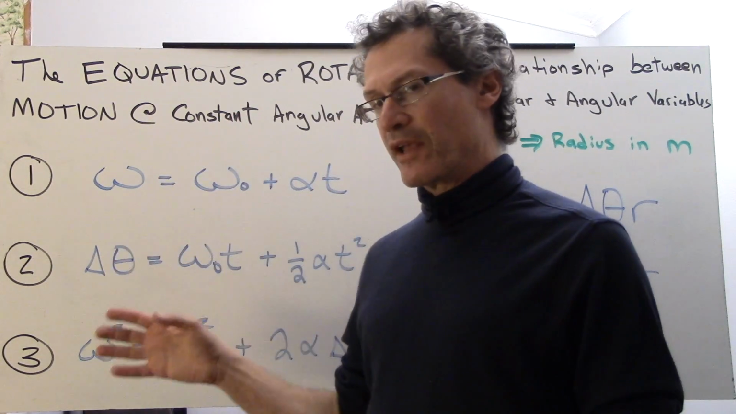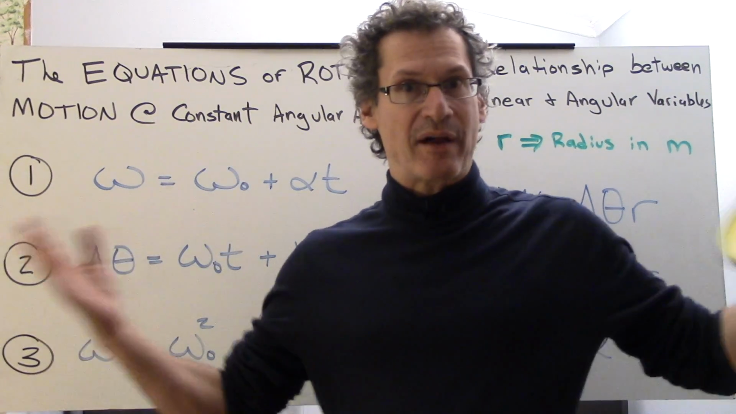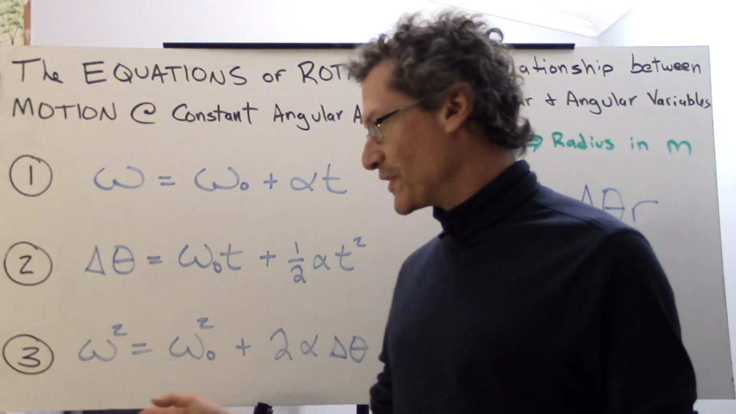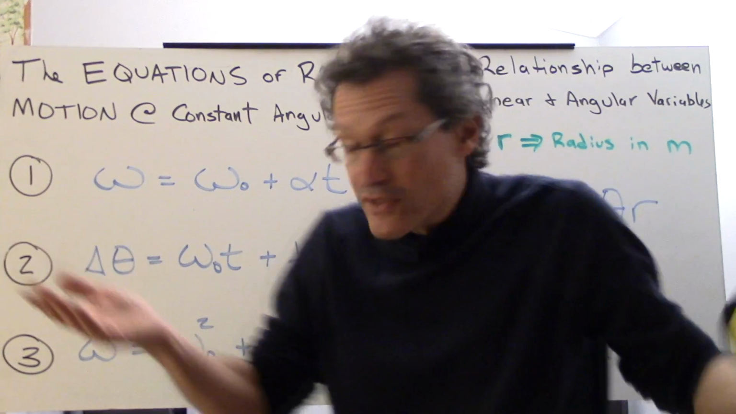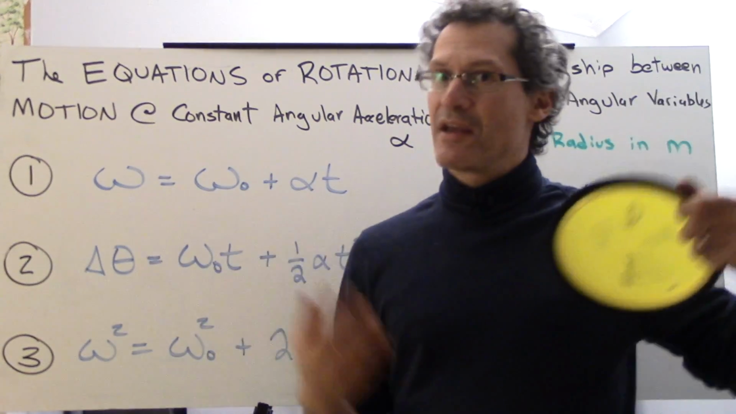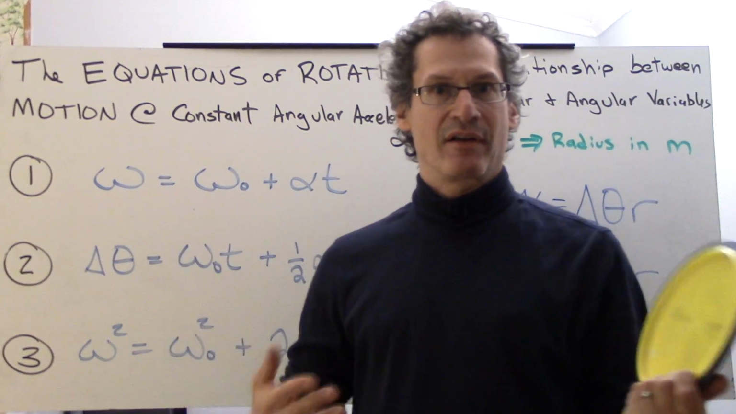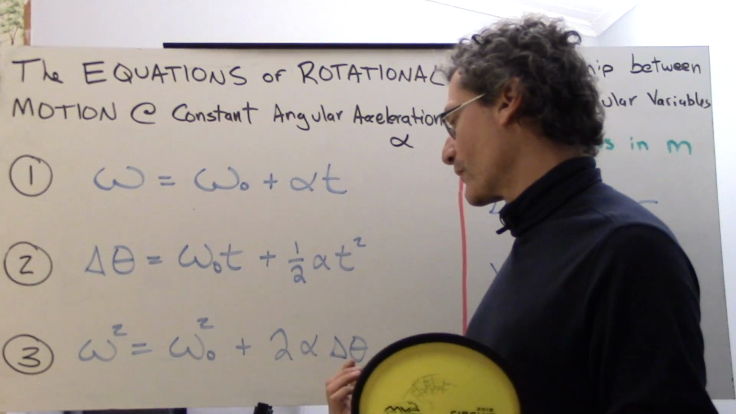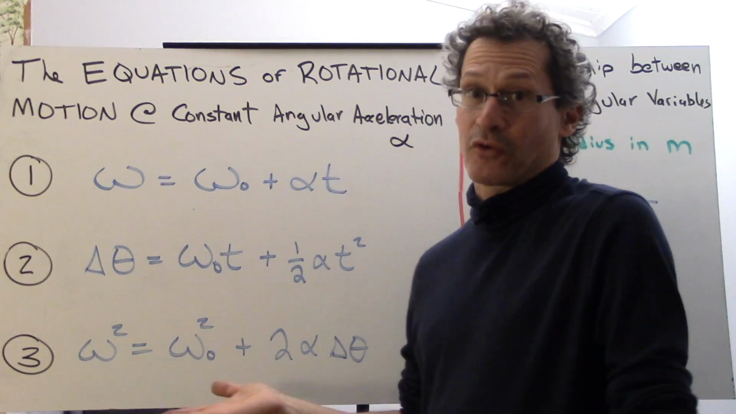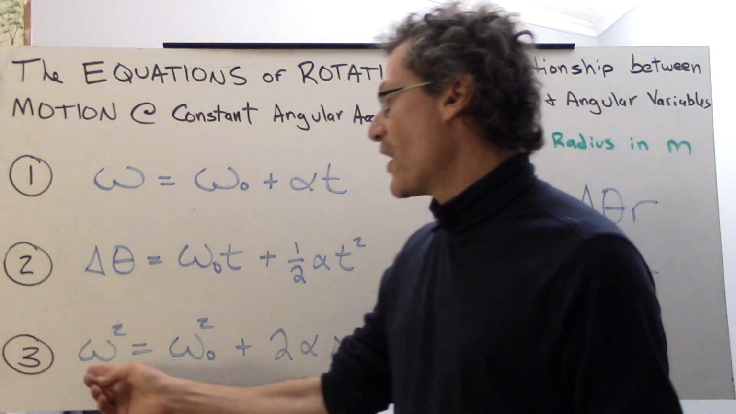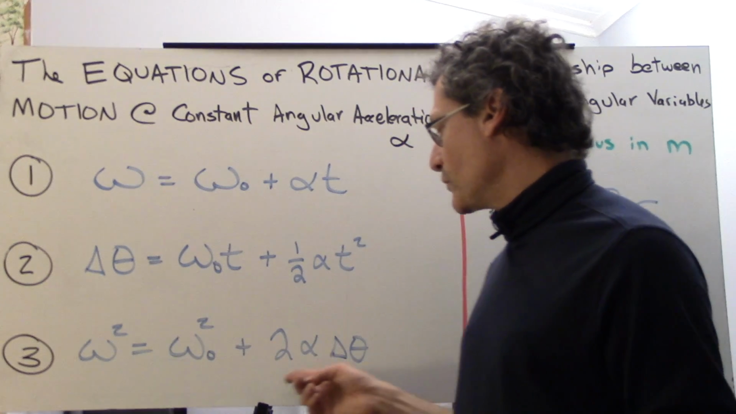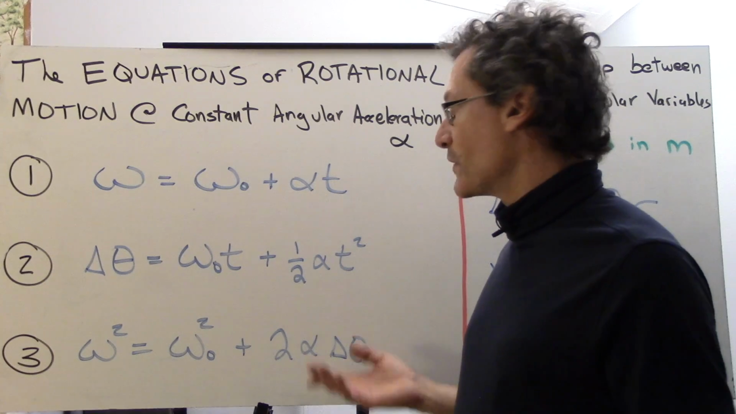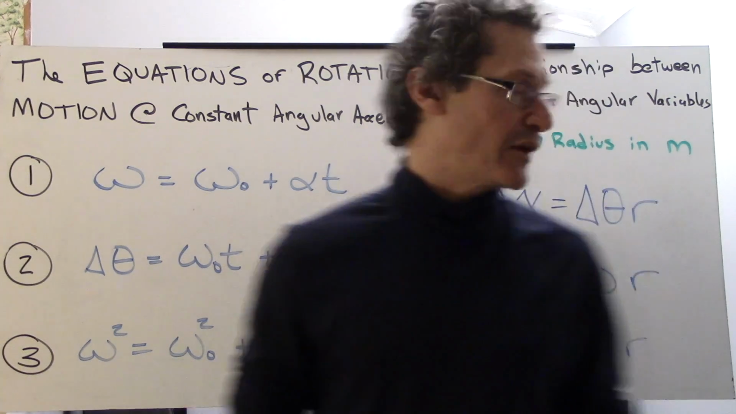And number 3, which sadly is neglected by the AP1 equation sheet. I have no idea why. These two are there. This one is not, but it's important because you may need to use it. So I'm going to give it to you because if we have the other counterpart there, with the velocity and acceleration and displacement, we need it for angular as well. So here it is: omega squared equals omega naught squared plus 2 alpha times delta theta, okay? These are very familiar looking.